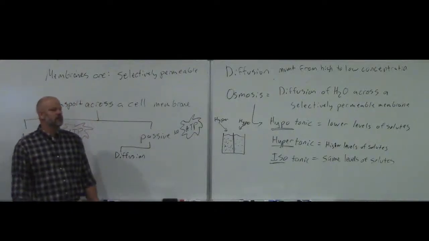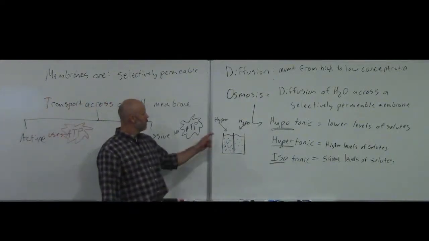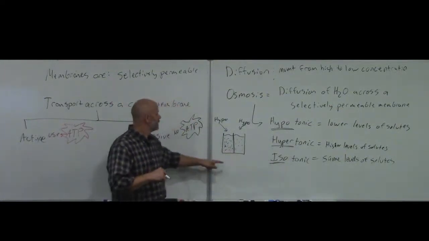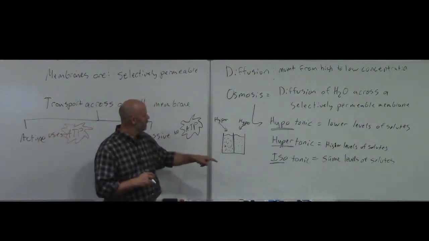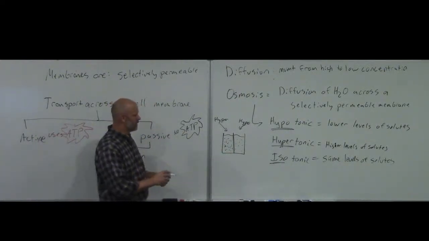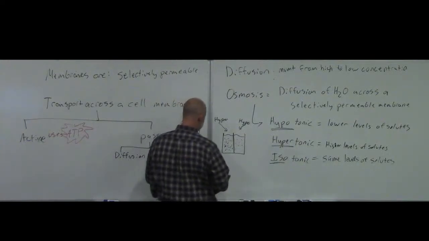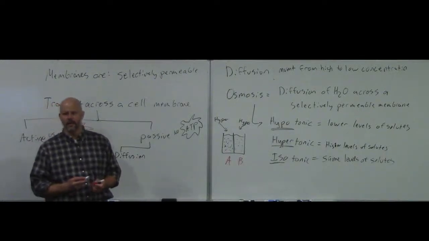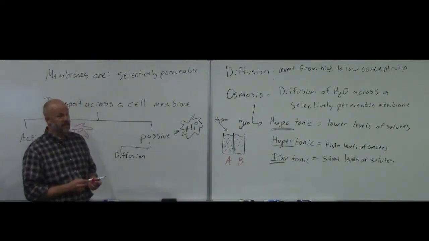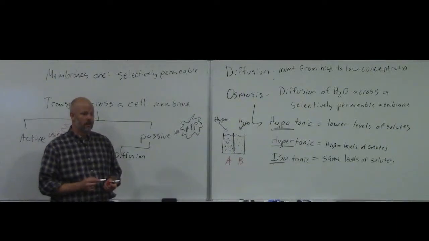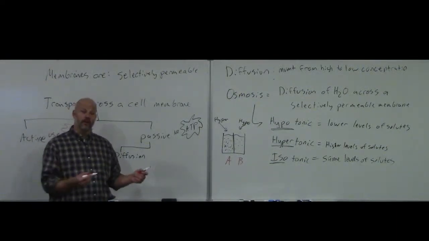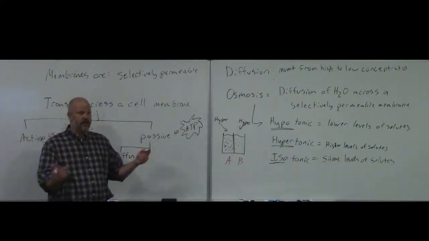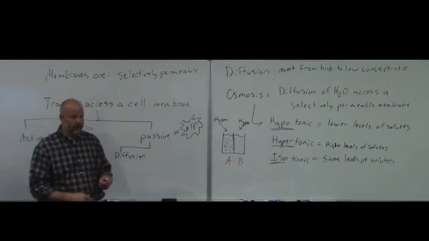Everything wants to follow its concentration gradient. Things want to move until they are iso. So if things are going to follow their concentration gradient, which way are the solutes going to flow? Let's call this A and B. Solutes, do they want to flow more into A or B? They want to flow from A into B. Which way does water want to flow, into A or B? Into A. And water will do that, and salt will do that until they are equal. And keep in mind, they can go back and forth if it's a selectively permeable membrane.